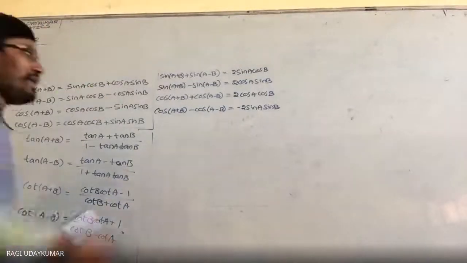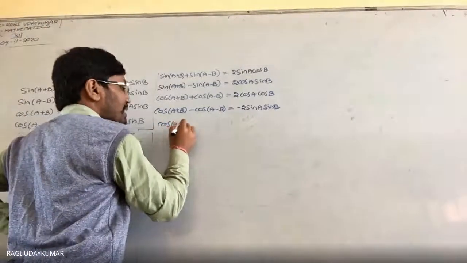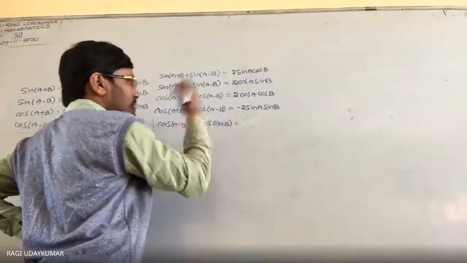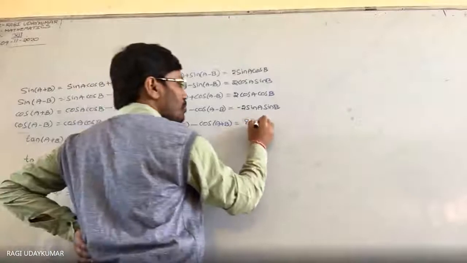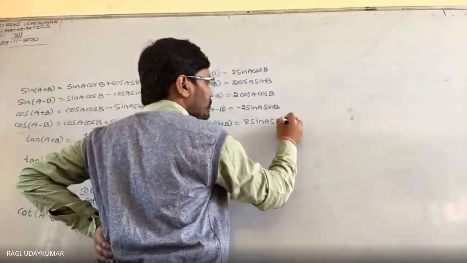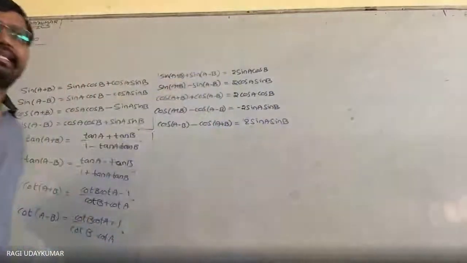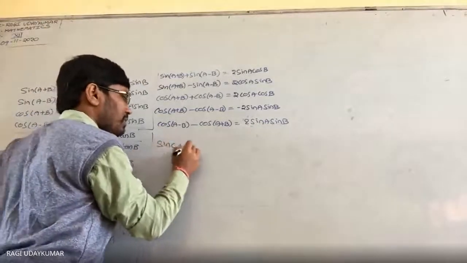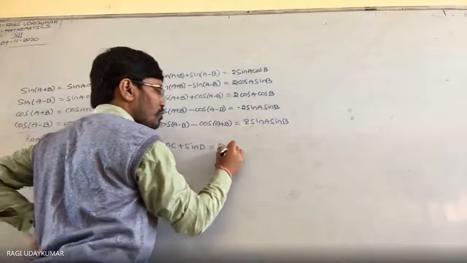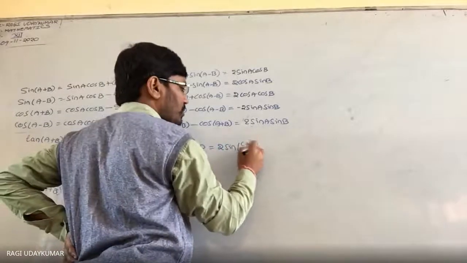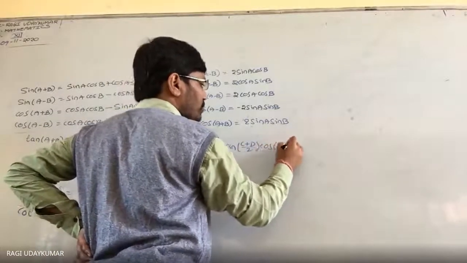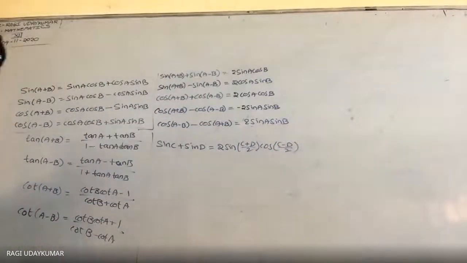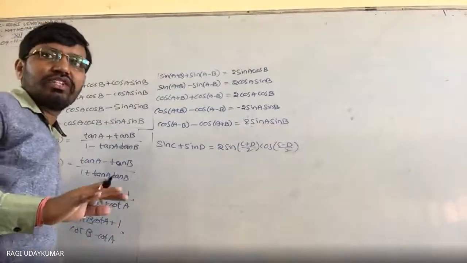Or if you want, you can write it like this also. Take cos(A minus B) first, and cos(A plus B) afterwards, interchanging the two. Then you will get 2 sin A sin B. With the help of this only, you are going to get sin C plus sin D. Sin C plus sin D is equal to 2 sin((C plus D) by 2) cos((C minus D) by 2). Did you understand here?